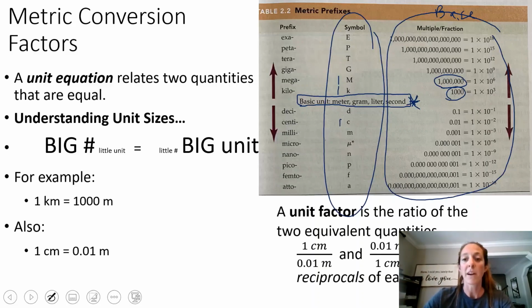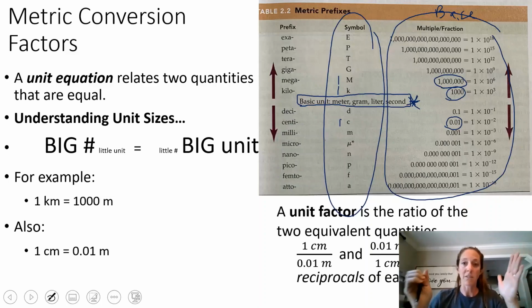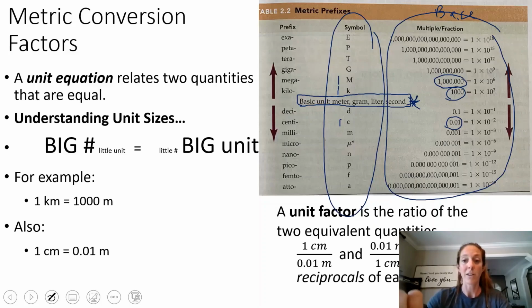1 centimeter, if I go down here, 1 centimeter is equal to 100th of a meter. So if you think of a meter stick, a centimeter is just a small little piece of 1 meter. So it would take 100 centimeters to equal 1 meter. But if I said, like over here, 1 centimeter is 100th of a meter.